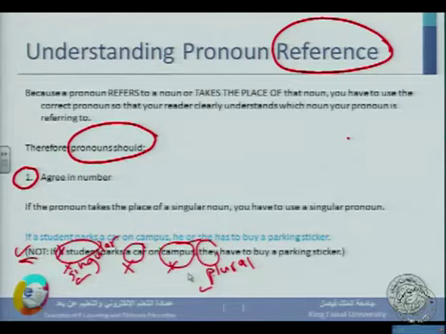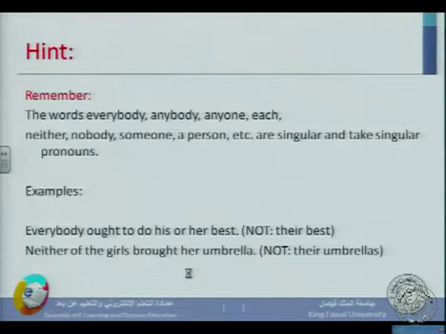فممكن نعمل بدل a student تصير students. نضيف لها الـ s. Students, so they refers to students. In this case this sentence is correct. ماشي؟ Okay.